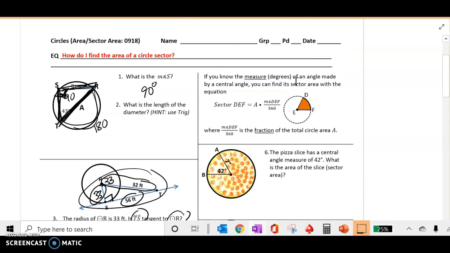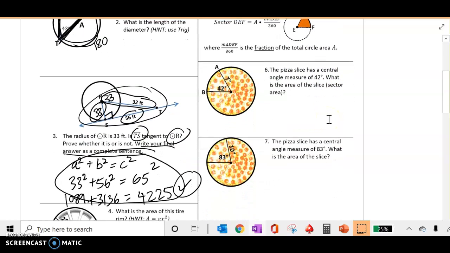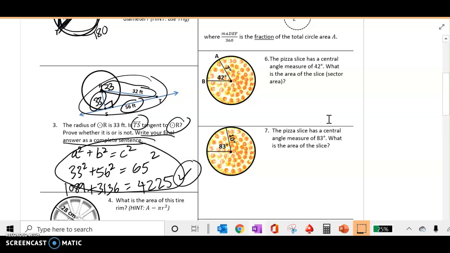Let's move on. Let's go to number 6. All right, so the pizza has a central angle of 42 degrees. What is the area of the sector? So you guys should be doing the same thing. Area of a circle is pi r squared, but if we only want the sector area, that's this portion right in here. So I need to multiply that by that central angle over 360, what you guys just took notes on. That's the only difference between the last problem and this problem.